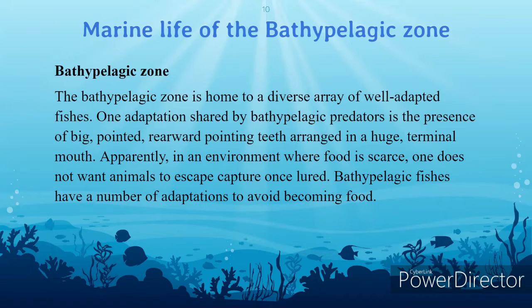Bathypelagic zone. The bathypelagic zone is home to a diverse array of well-adapted fish. One adaptation shared by bathypelagic predators is the presence of big, sharp teeth and a huge terminal mouth, particularly in an environment where food is scarce. Bathypelagic fish also have a number of adaptations to avoid being food.